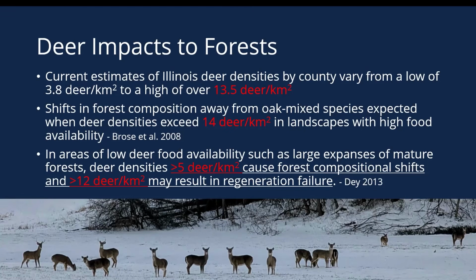So it does take quite a bit of deer to start shifting the forest, but you can see we're approaching that. In areas of low deer food availability, such as larger forest blocks, deer densities as low as 5 deer per square kilometer can start seeing these compositional shifts. They're starting to select for other species. And once you get up to around 12 deer per square kilometer, you may actually have complete regeneration failure, where the trees just can't regenerate. Everything's getting eaten out there on the landscape. And you can see our numbers are getting close to that. So I'm certain that deer are having a big influence on the regeneration and the development of the forest in the state.